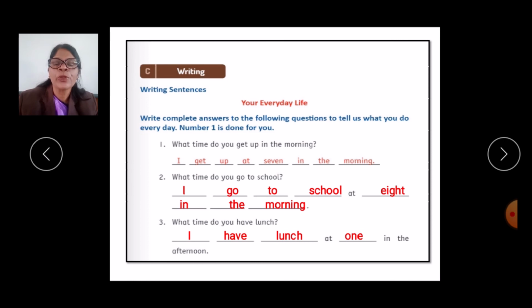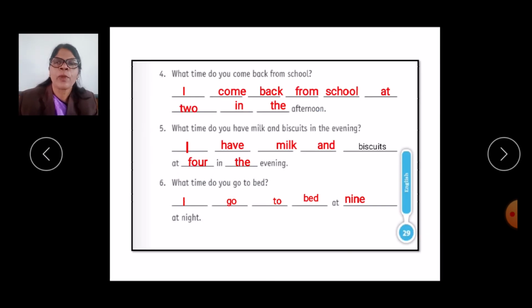What time do you go to school? I go to school at 8 in the morning. What time do you have lunch? I have lunch at 1 in the afternoon. In the next one, what time do you come back from school? I come back from school at 2 in the afternoon. Next one, what time do you have milk and biscuits in the evening? What time do you have, children? I have milk and biscuits at 4 in the evening.